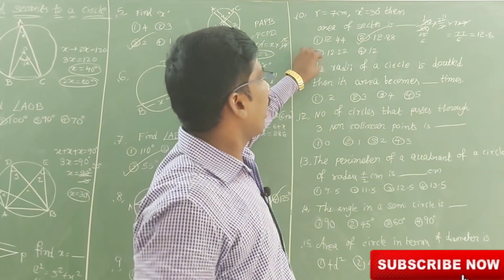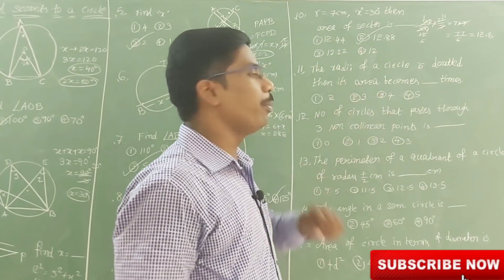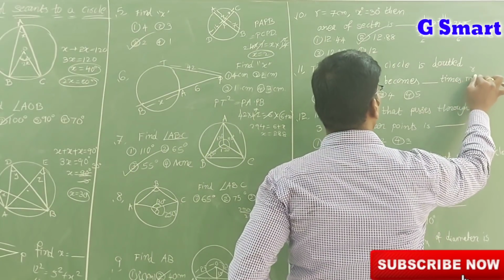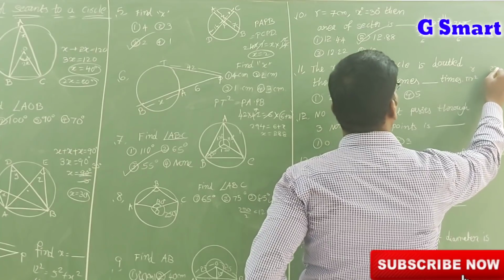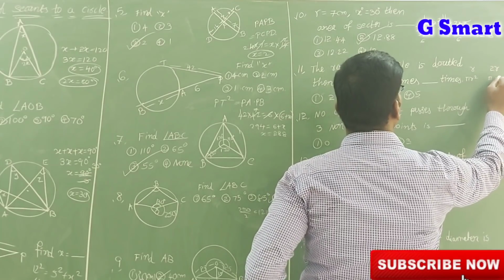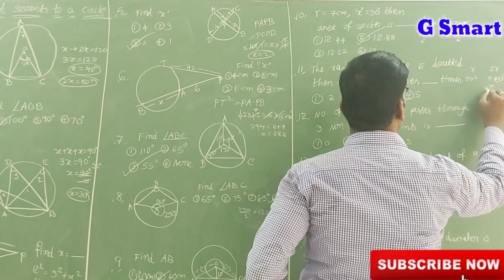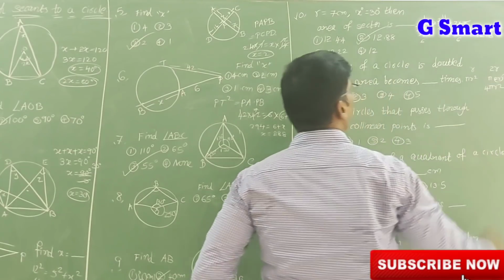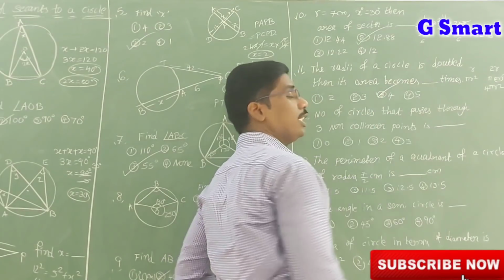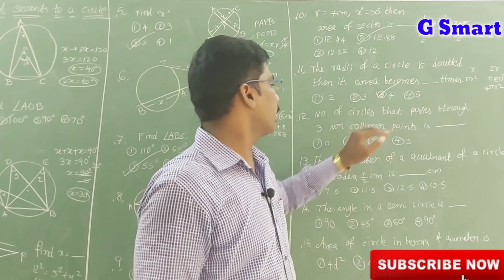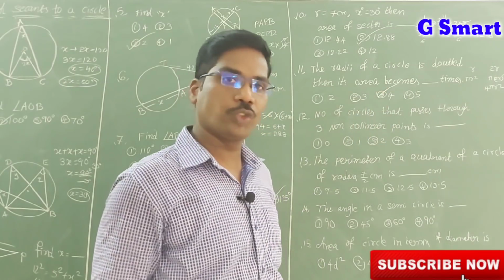Next, if the radius of the circle is doubled, then its area becomes? See here, if the radius is r, the area is pi r square. If the radius is doubled, it is pi into 2r whole square, which is 4 pi r square. So the area becomes 4 times. So the answer is 4.